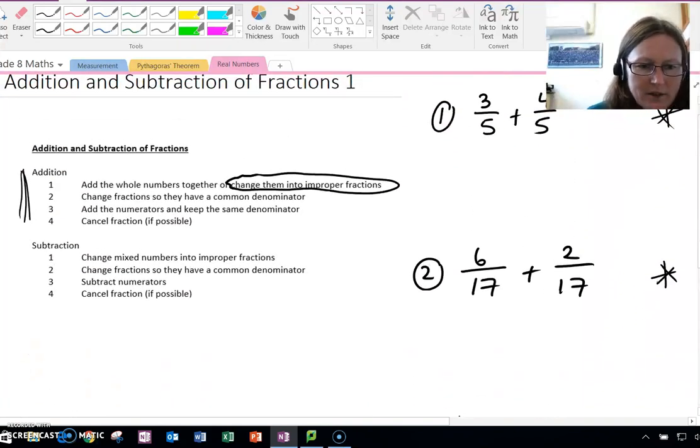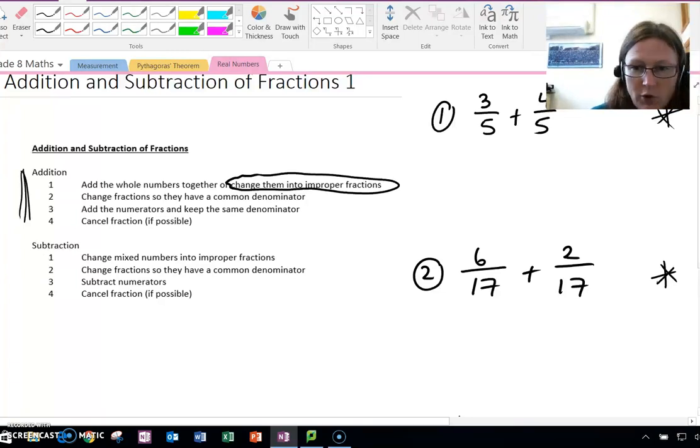Once we've changed it so they have a common denominator, we add the numerators and keep the denominator the same. Or if we're doing subtraction, we subtract the numerators and keep the denominator the same. And then the last step, we check to see if we can cancel or simplify our fraction. So let's look at the first example.